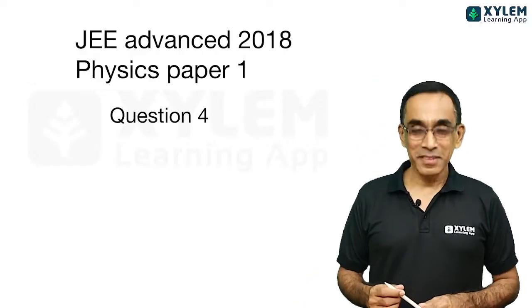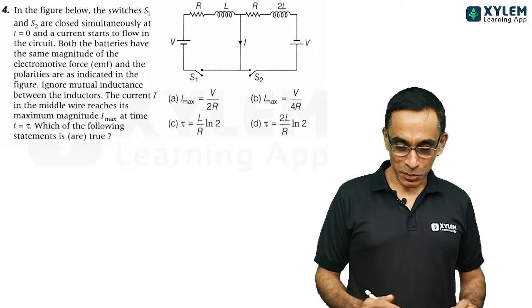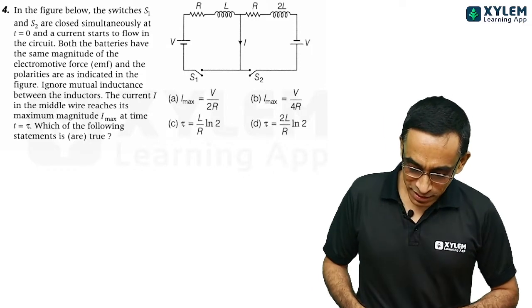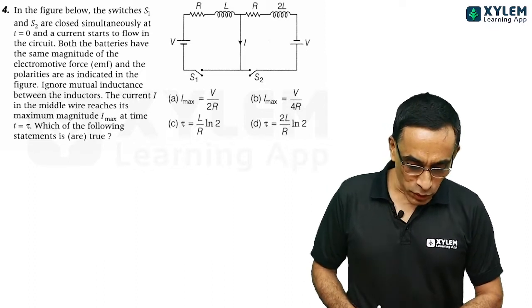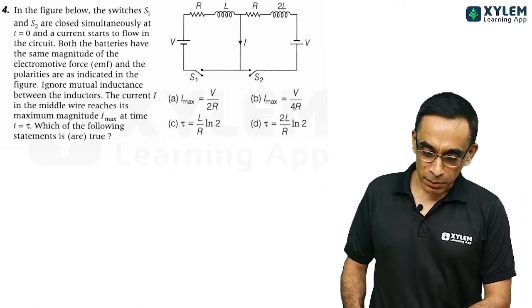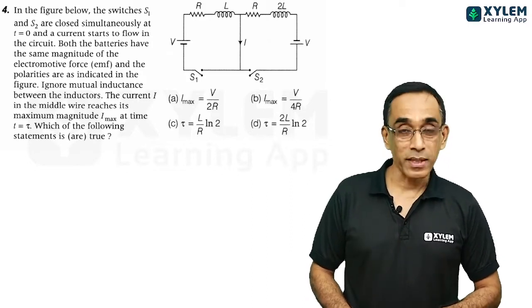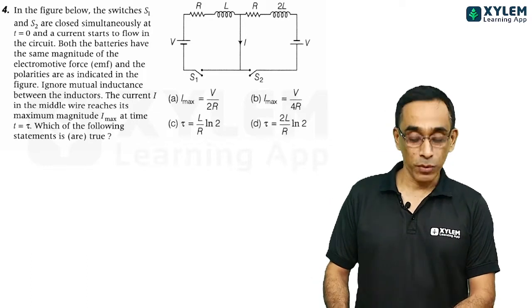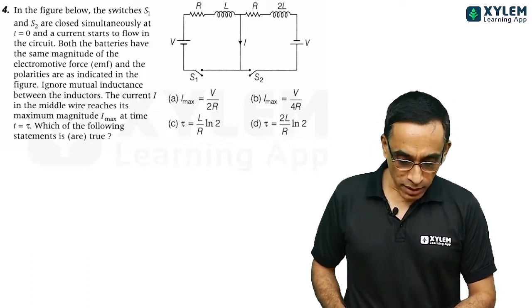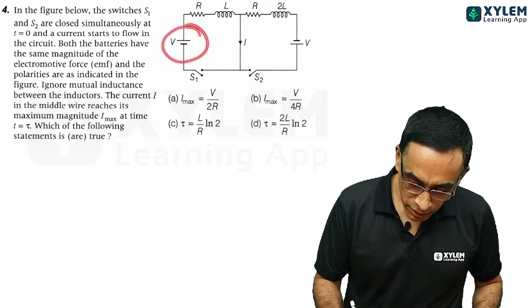The next challenge is question number 4, 2018 physics paper, advanced paper. Oh, this is about electricity, induction, inductor. In the figure below, the switches S1 and S2 are closed simultaneously at t equal to 0 and the current starts to flow in the circuit. Both the batteries have the same magnitude of electromotive force, EMF, and the polarities are as indicated.